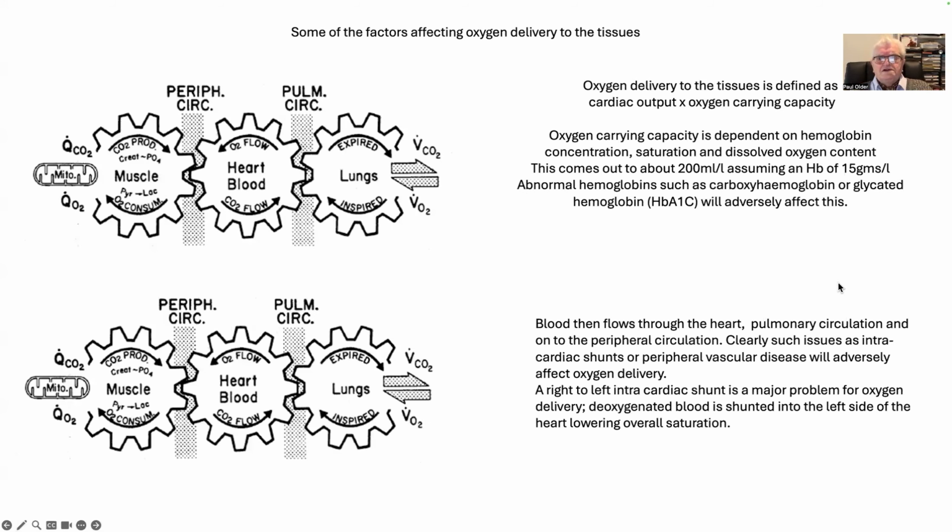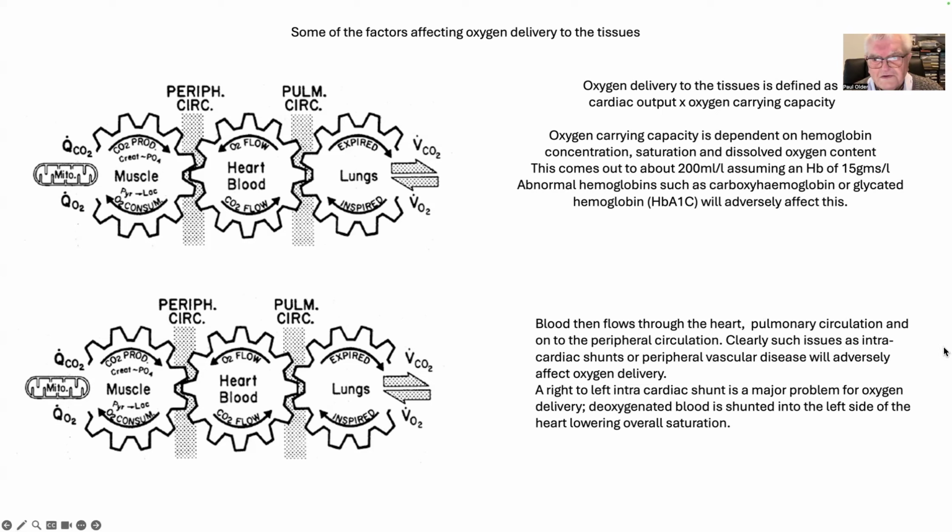Oxygen delivery to the tissues is defined as the cardiac output times the oxygen carrying capacity. The oxygen carrying capacity of blood is dependent upon the hemoglobin concentration, its saturation, and dissolved oxygen content. This comes out to be about 200 mL per litre, assuming a hemoglobin of 15 grams per decilitre. Abnormal hemoglobin, such as carboxyhemoglobin or glycated hemoglobin, that's the HbA1c you hear about in diabetes, will adversely affect this.